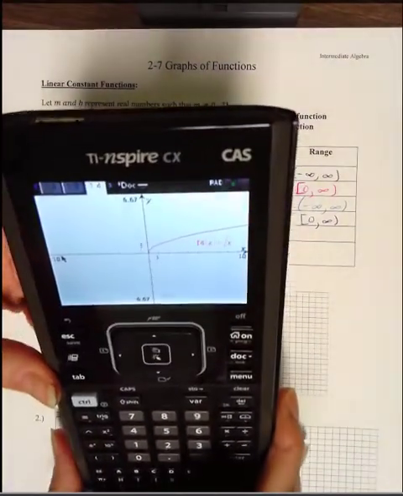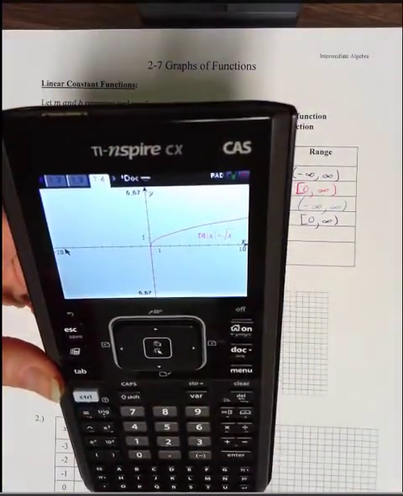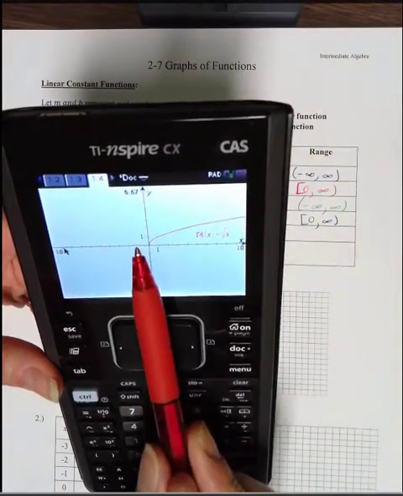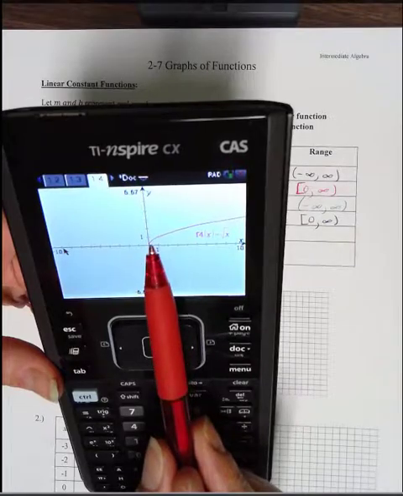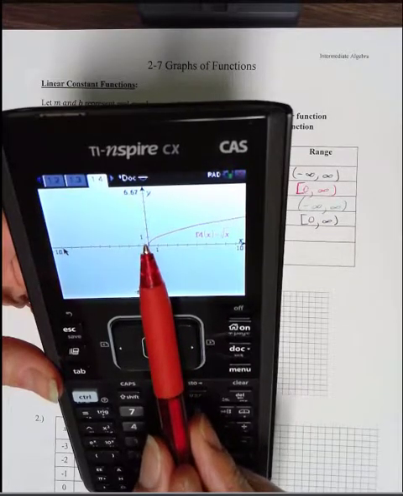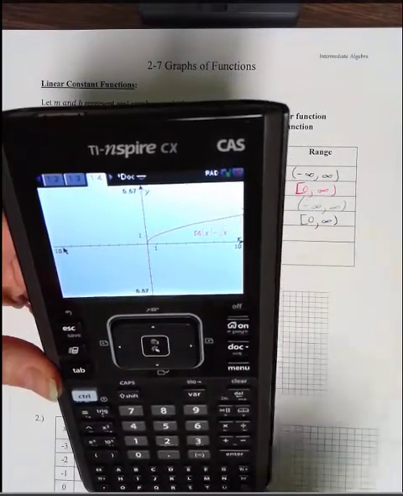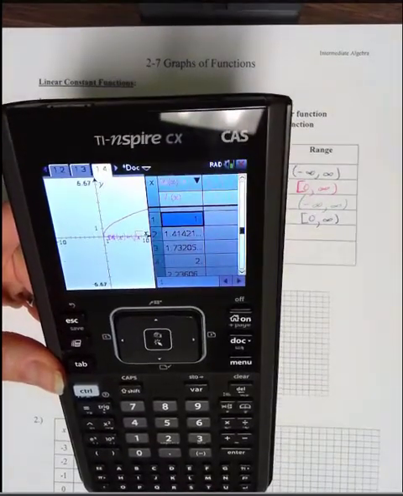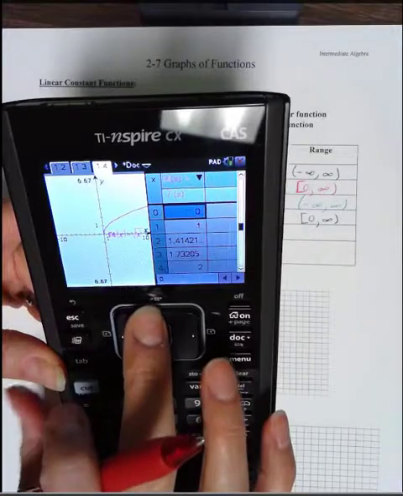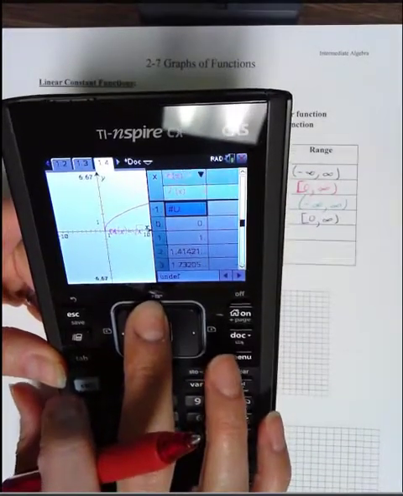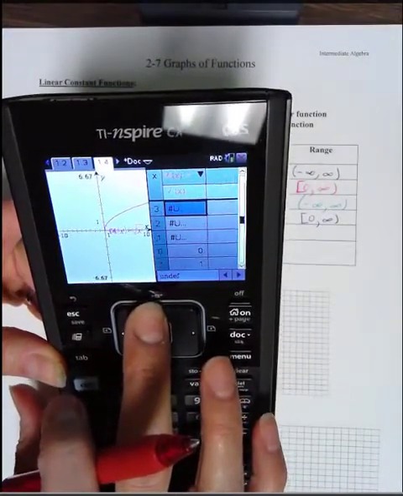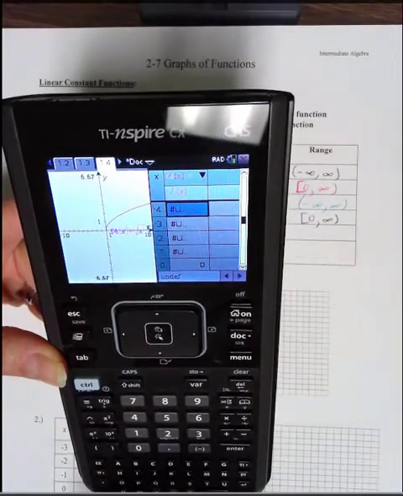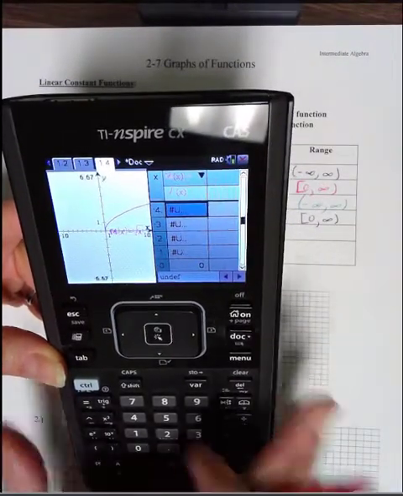Okay, I'm going to get a window, this is a pretty good window. Now you can see for this, the square root function starts here, right? So it's starting at this value and then continuing on. Now if I were to look at the table, so if I add a table on here, I can see that as I scroll through the table, anything after 0, it's telling us undefined. So that's helpful because that can help us to determine our domain and range.